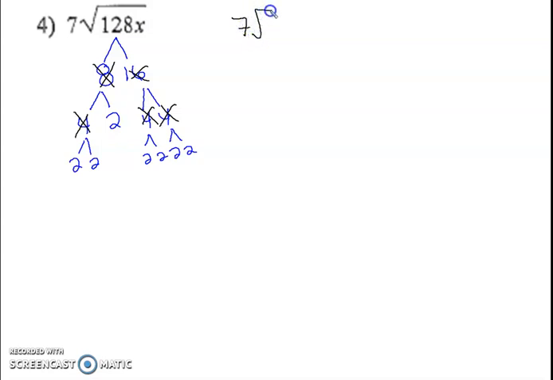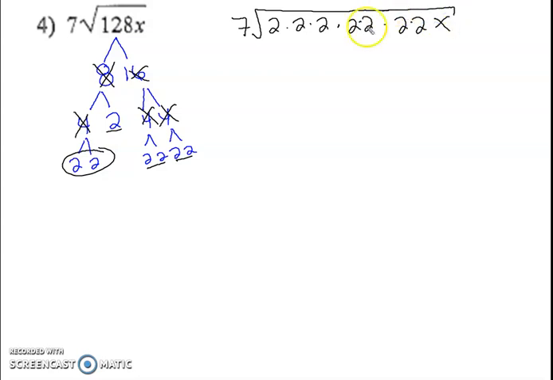7 times the square root of 1, 2, 3, 4, 5, 6, 7 2's. And then I still have that x. Okay? Because there's no number, it's just x to the 1. You guys know that. So, if I do 2 times 2 times 2 times 2 times 2 times 2 times 2 on my calculator, it's going to give me 128. Okay? 2 to the 7th power is 128.